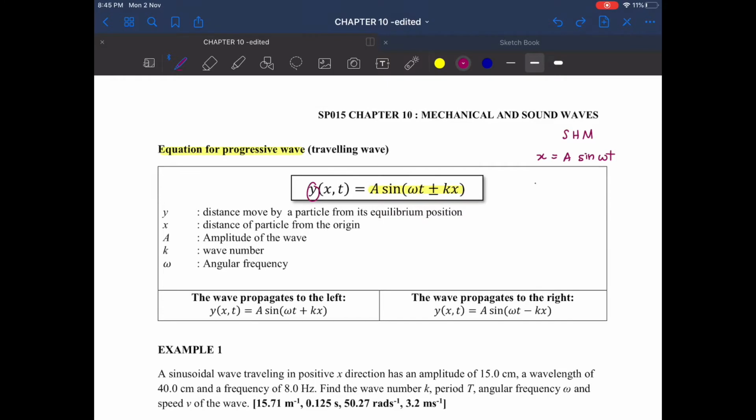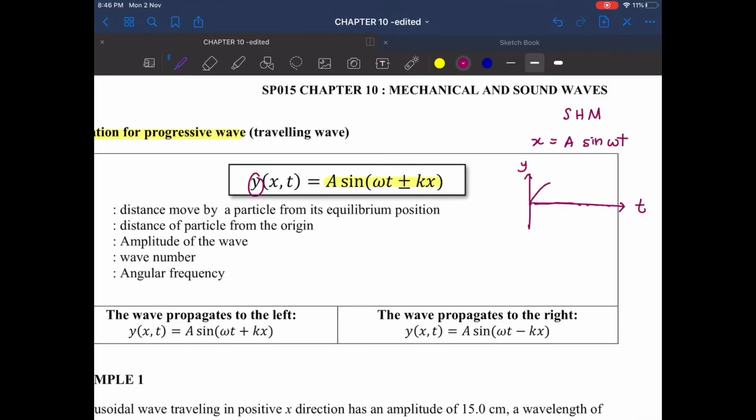So let's say you have y. Katalah this is versus time. Katalah this one, y ni adalah particle equilibrium. So what happens if we disturb it, dia akan naik atas bawah. Kalau kita ada satu wave yang lengkap, we can find this as period, the time taken to complete a wave.